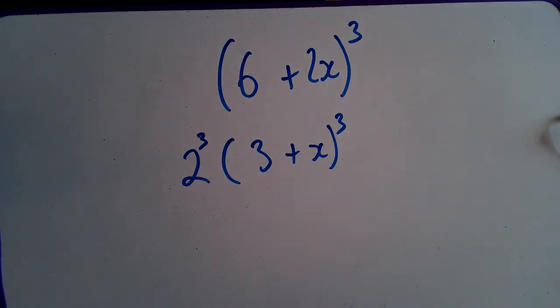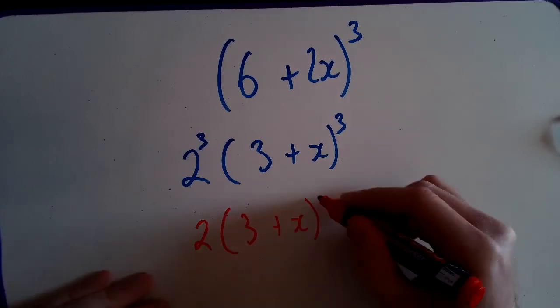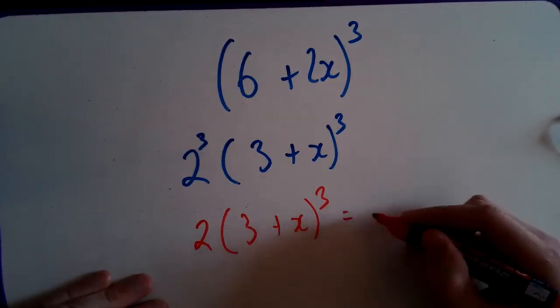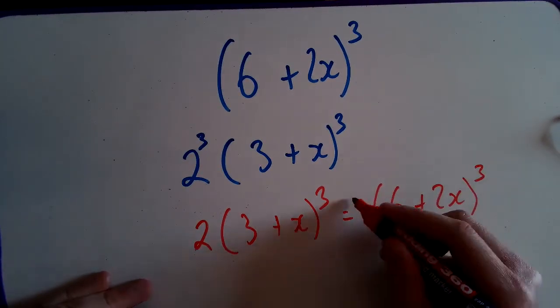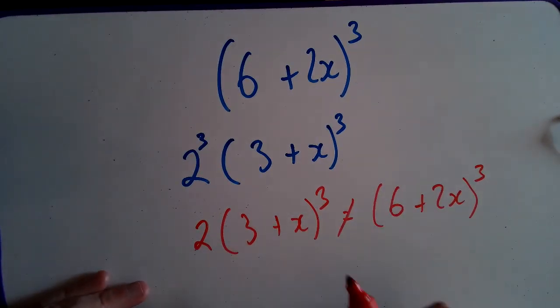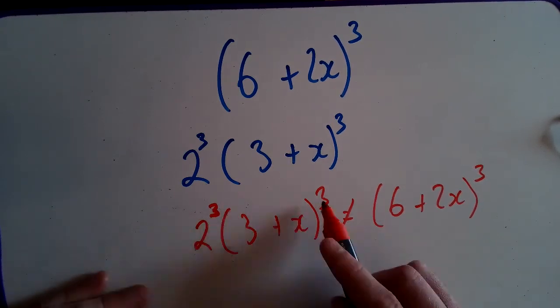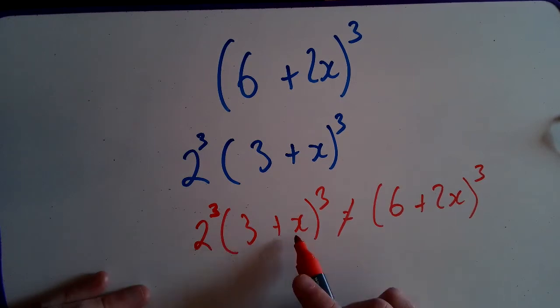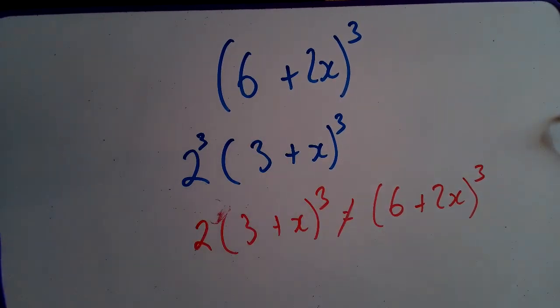And conversely, I can't do this. I can't do 2 times a bracket and then just expand by the 2 like that. That doesn't work. It would work if there was a 3 there. Then I could take the 2 inside because they've got the same power, so I can times numbers together.